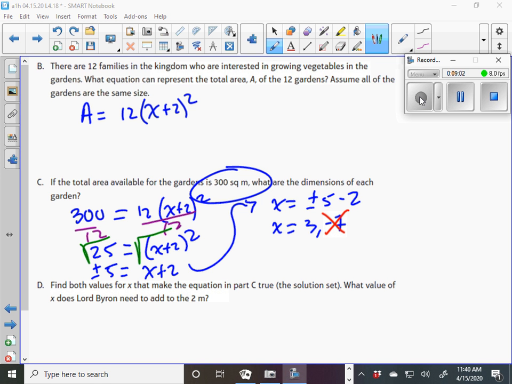Part D says find both values for x that make the equation in part C true. The solution set. Okay. What value of x does Lord Byron need to add to 2 meters? Well, he needs to add plus 3. So we're going to end up with a 5 by 5 garden.